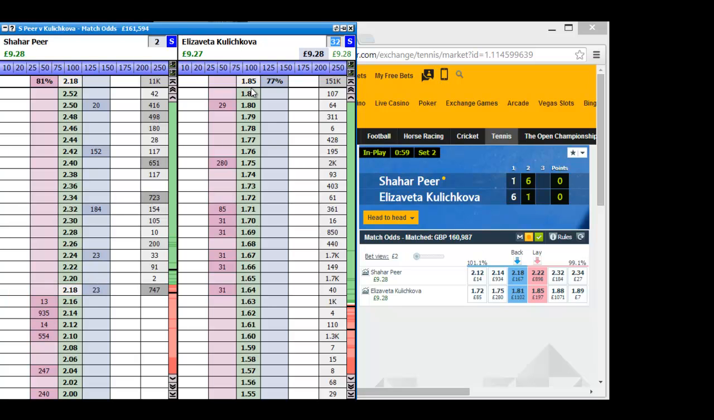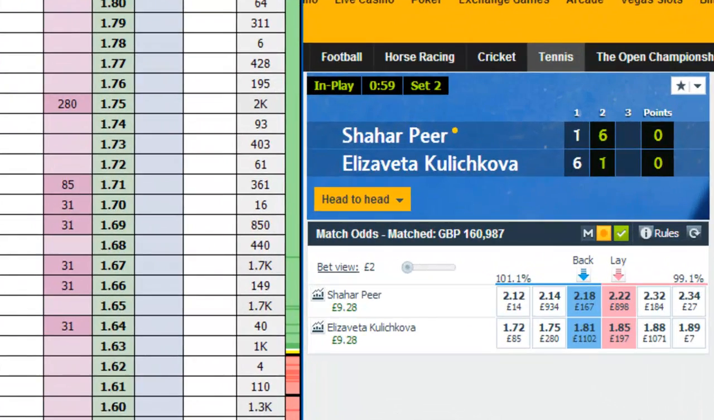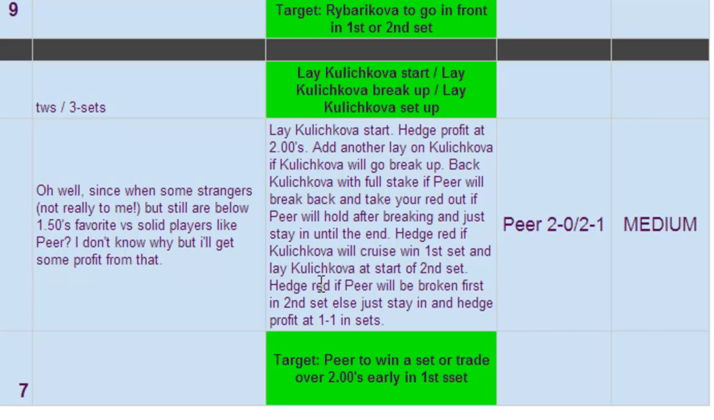However, that's an example of what we can do when we lay a heavy favourite at the beginning of the game, and as the analysis suggests, we wanted to hedge out if it remained 1-1 in sets.